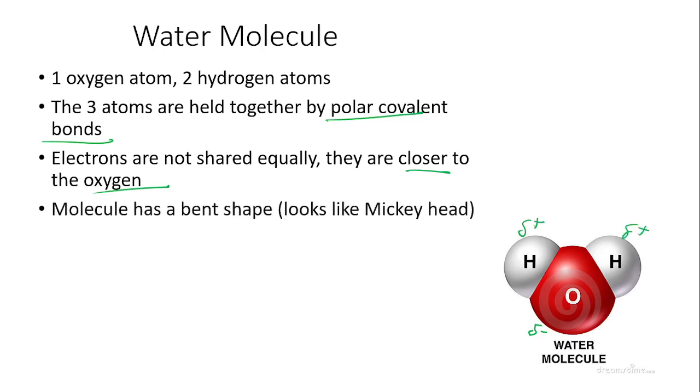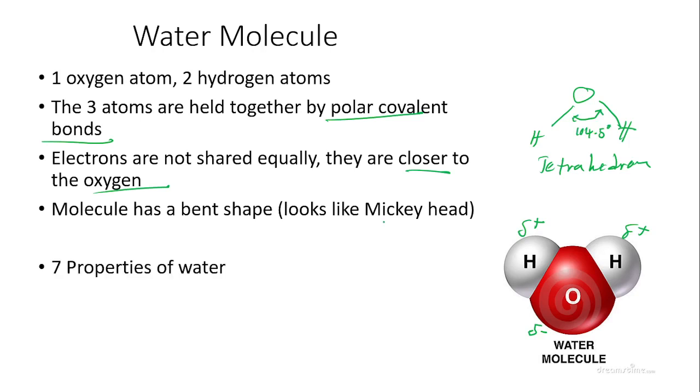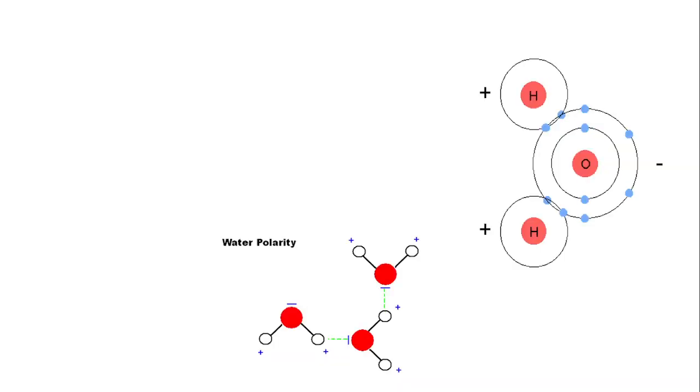Then the molecule has a bent structure, like it's in that particular form. This shape is known as the what? Tetrahedron shape. It has a tetrahedron shape, and the angle between these two hydrogens is just 104.5 degrees. Then there are seven properties of water that we are going to look at.